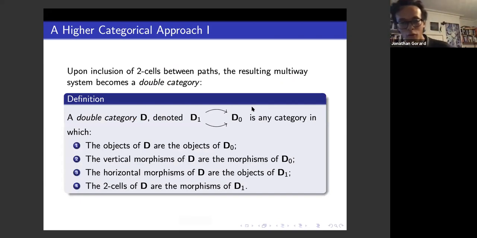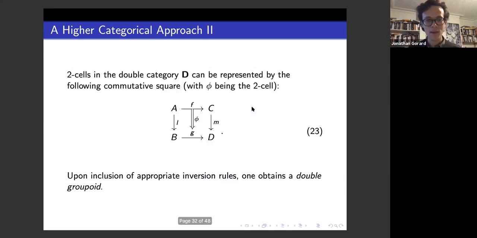So we can see this a bit more formally. When we take 2 paths in this multi-way evolution graph and we map points on one to points on the other, what we're doing is effectively constructing a double category. We're constructing a category where the objects are objects of the original category we started from. The vertical morphisms are the morphisms of that category. The horizontal morphisms are the objects of this higher category, and the 2 cells of the double category are morphisms of this higher category D1. So in effect, we're introducing commutative squares of this form.